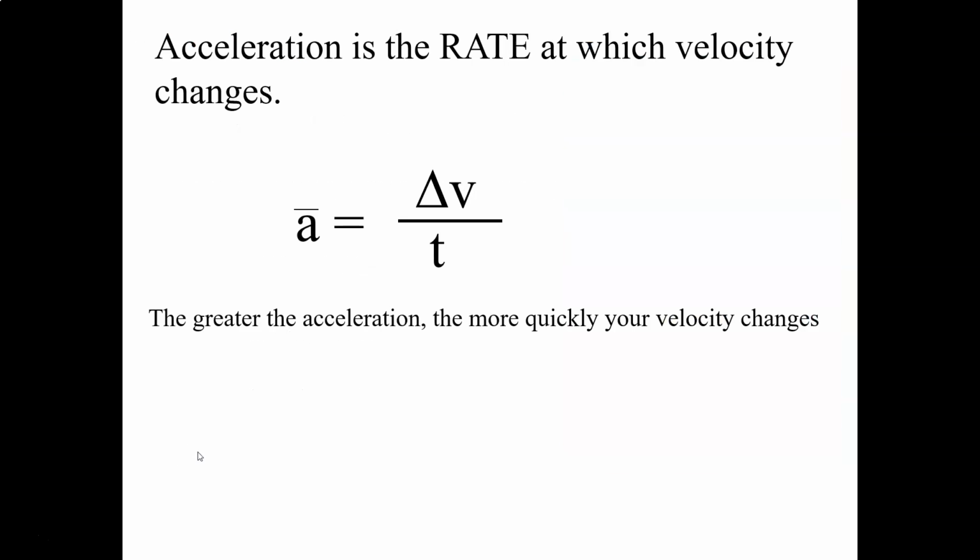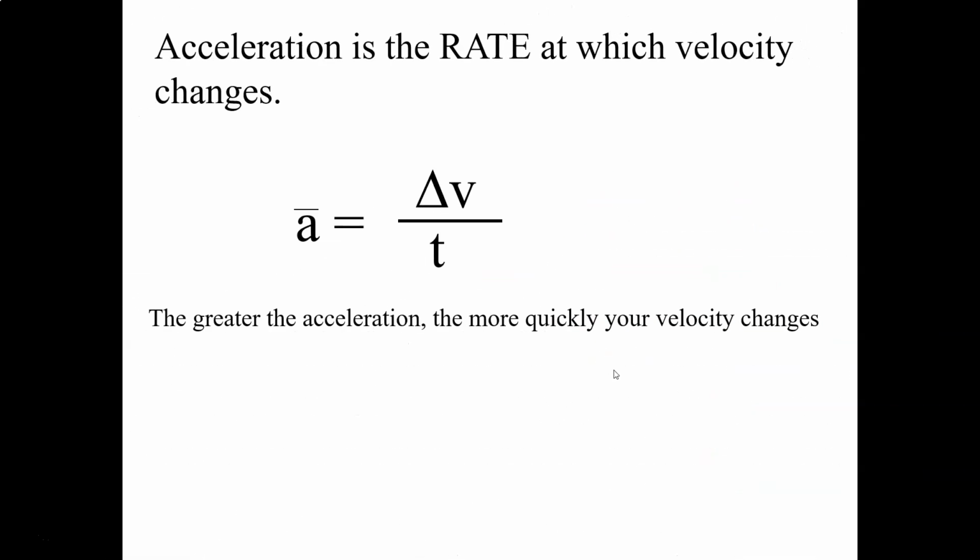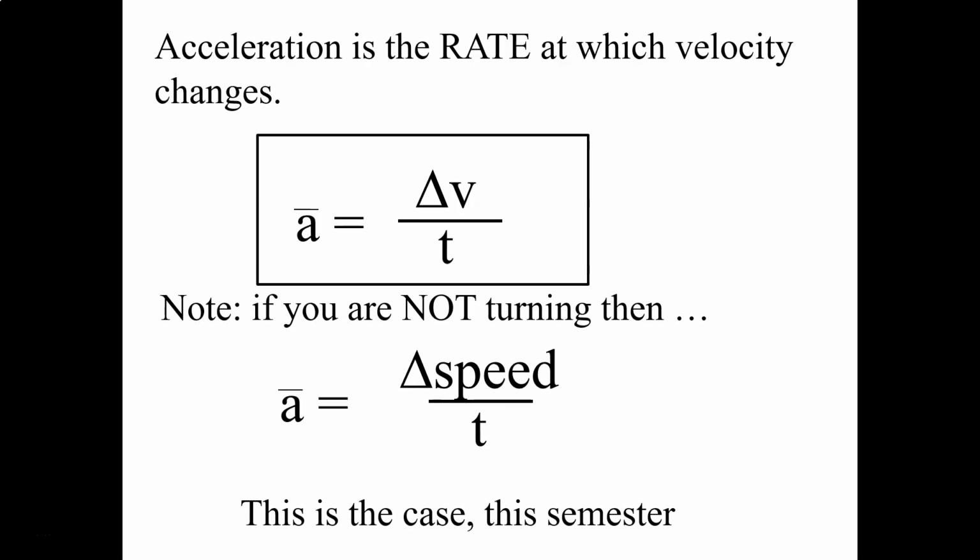Acceleration is the rate at which your velocity changes. So there's two components. So a, average, the bar means average. Your average acceleration equals your change in velocity over time. And if we expand that, it would equal V2 minus V1 all over t. So V2 minus V1 over t is equal to your acceleration. So the more quickly you change your velocity, the greater your acceleration. So if you're not making a turn, then your acceleration is also equal to your change in speed over time.